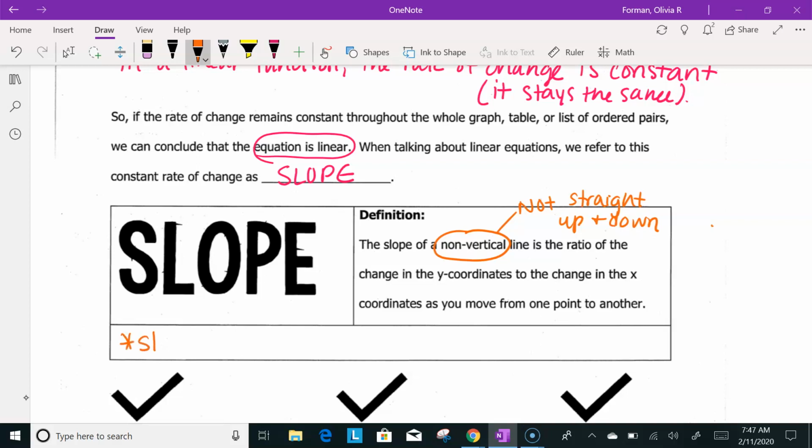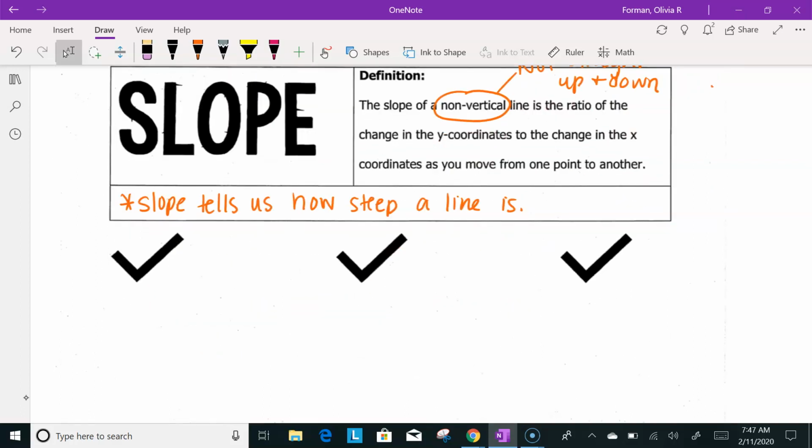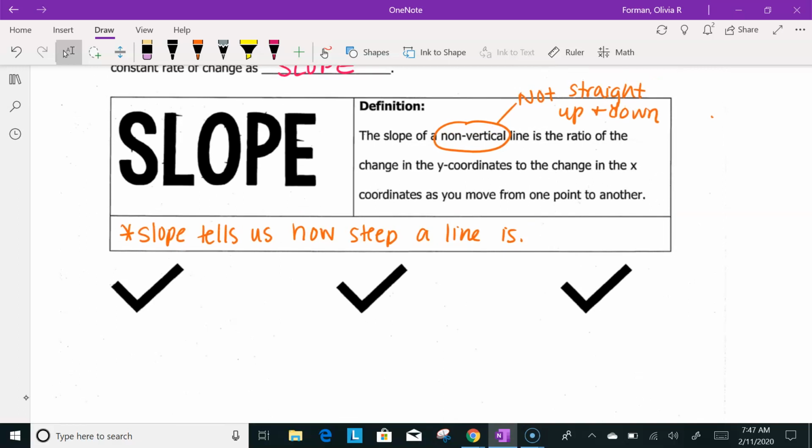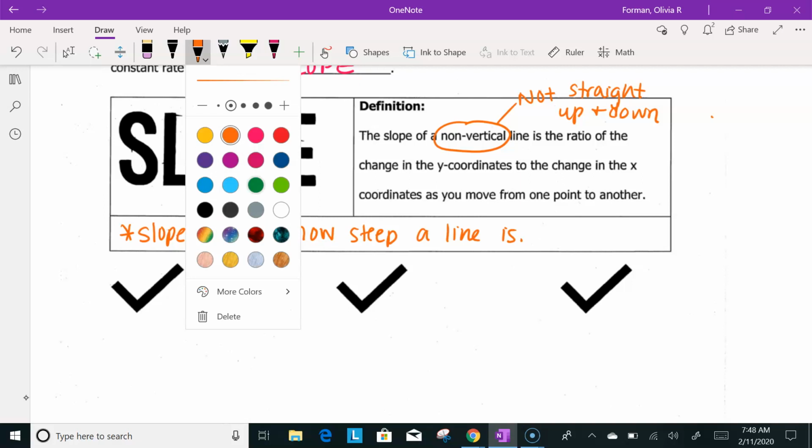The slope tells us how steep a line is. Okay, that's the general idea. It tells you how steep the line is. Okay, so if we keep going here, it says there are 3 check marks here. This is kind of where I'm going to summarize the 3 different ways we think of slope.